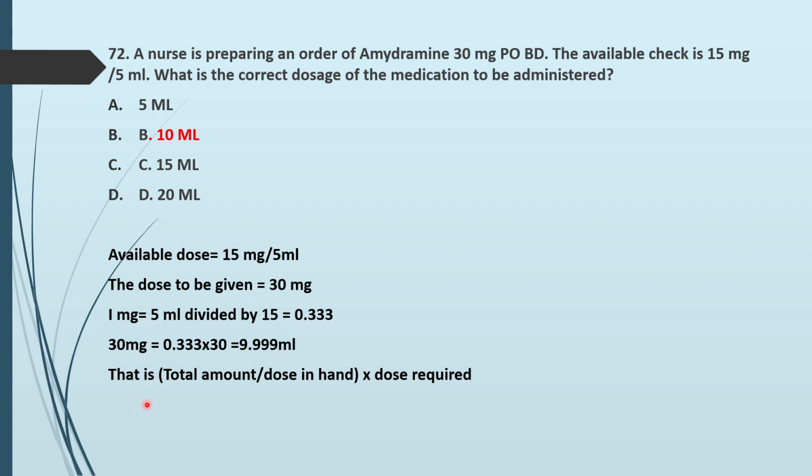So how can we put it in the formula? What is the amount that we have? That is 5 ml. What is the dose in hand? That is 15 milligram. So 5 divided by 15 times dose required. What is the dose required? 30. Yes, 30 is the dose required. So total amount, 5 ml, divided by dose in hand, times dose required, that is 30 milligram. That will give you 9.99. That is 10 ml approximately.